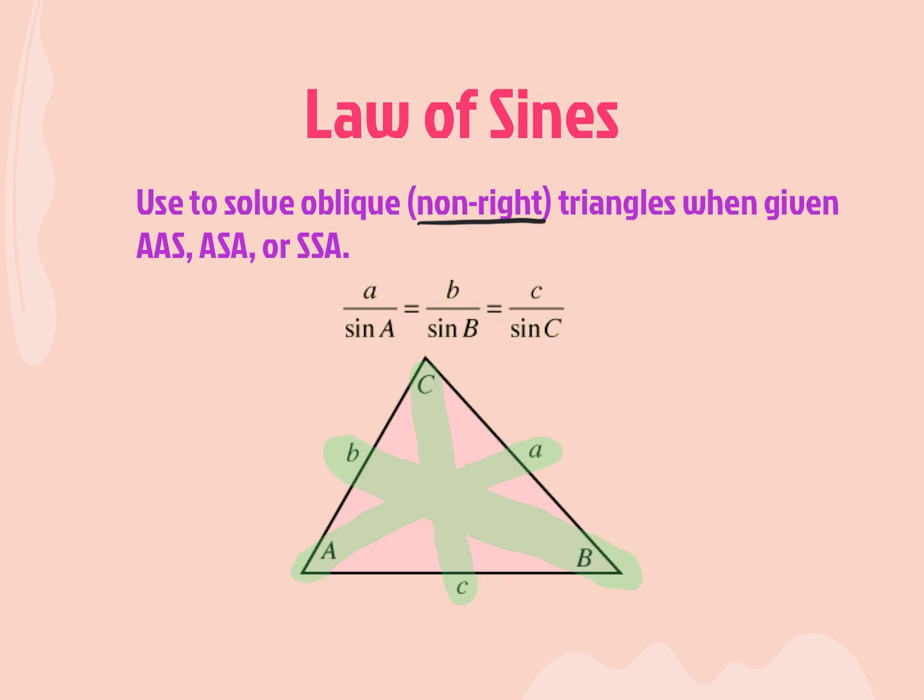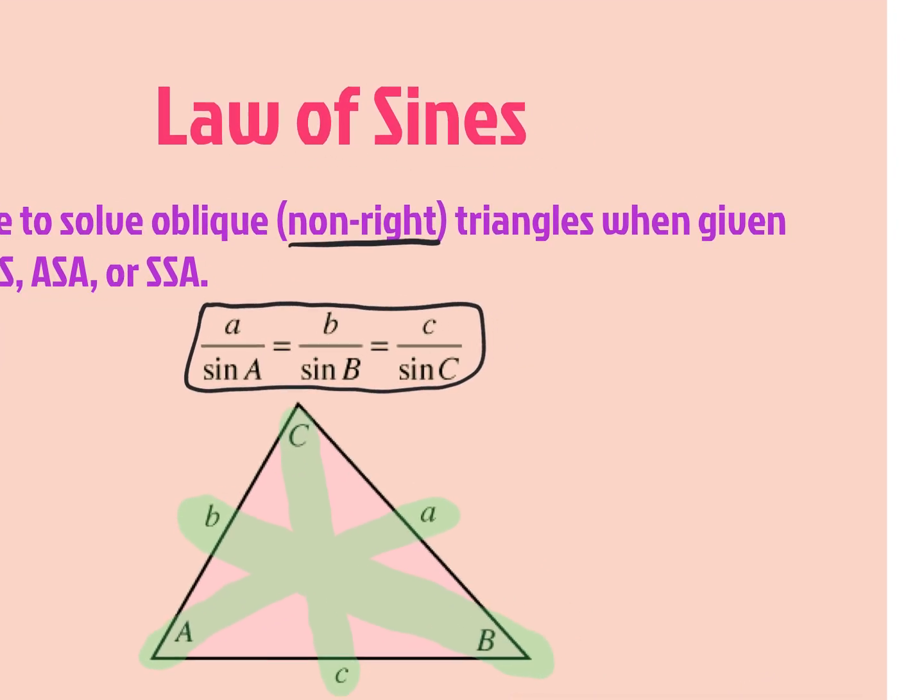I do believe we are giving you these formulas. I'll confirm with Mrs. Meadows when I see her. Alternatively, you can write the formulas flipped. So if you think of it better as sine A over A equals sine B over B equals sine C over C, that's fine. You can write it however you want. However, this is how I'm going to write it today.